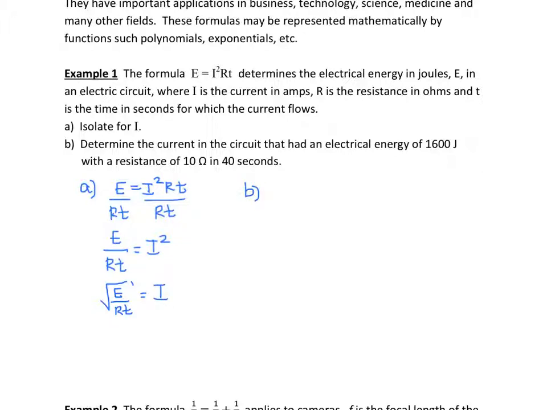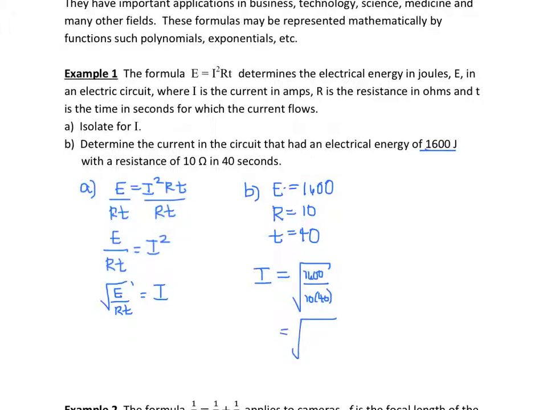And then in part B, when we're trying to find the current in the circuit, if there is an electrical energy of 1600, so 1600 is our value for E. R is the resistance, which is 10, and the time is 40 seconds. So we're going to replace all those values in the formula that we found in part A. So it will be the square root of 1600 over 10 times 40.